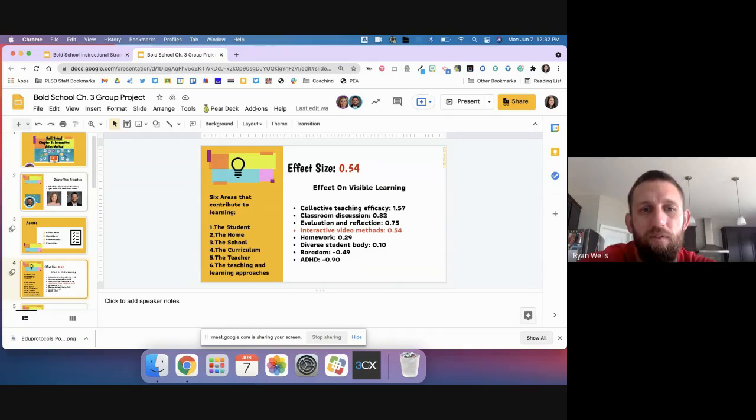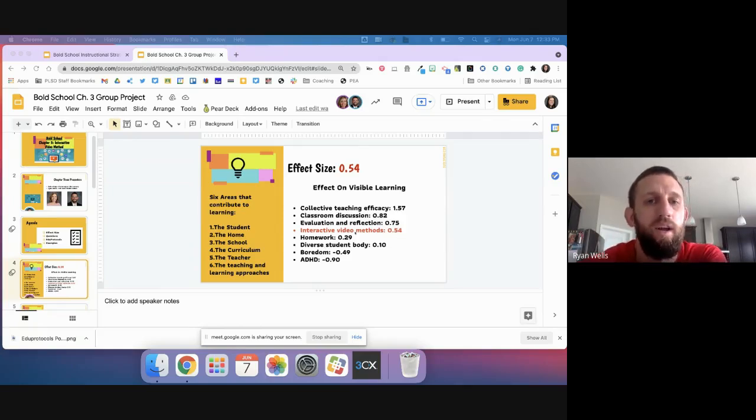So the first thing is the effect size, which before this book, I had no idea what effect size was. I thought obviously it's going to be an effect on something, but I had no idea what the 0.54 even meant. So I did some research on that. I was super interested in how high the level of the interactive video method was.